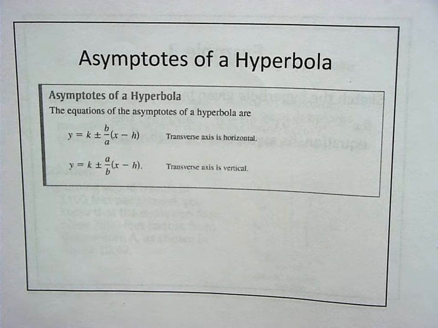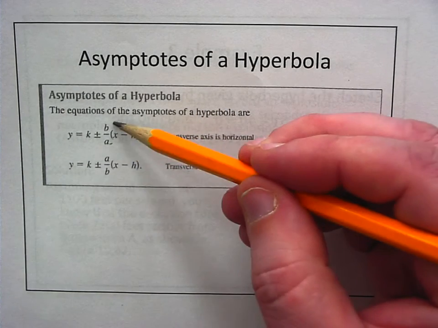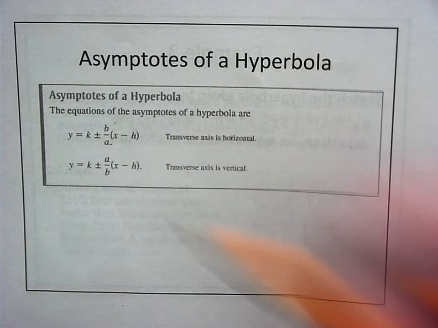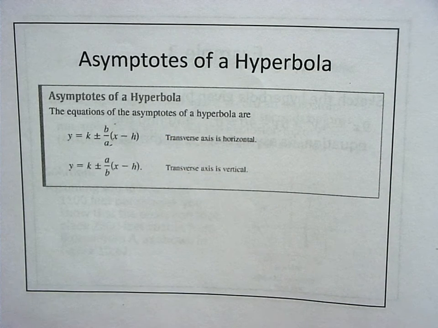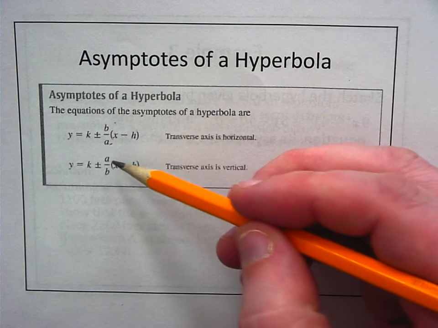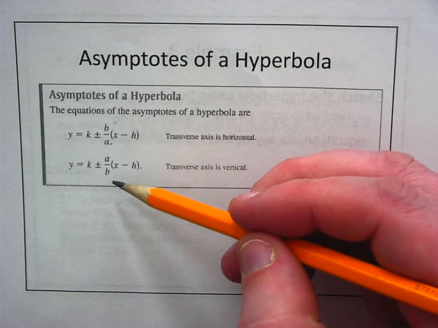If it's horizontal, well, that means your vertex, a value, is horizontal. So your a value is the run, your b value is the rise. If it's vertical, that means that a value goes up and down. So the a is the rise, and the b is the run.